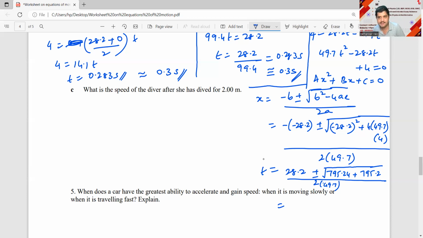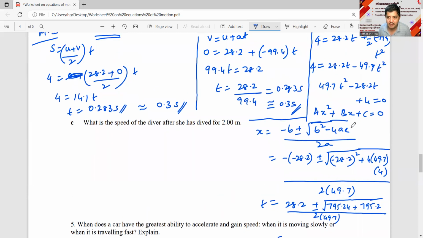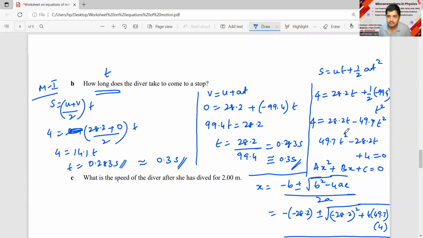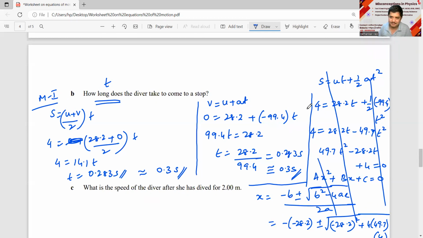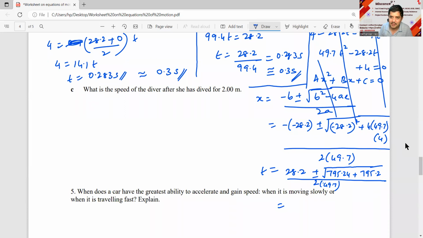Oh my God, this is completely incorrect. What went wrong? Something went wrong. Sign conventions went wrong. I also didn't take notice of this. Whole thing went wrong.